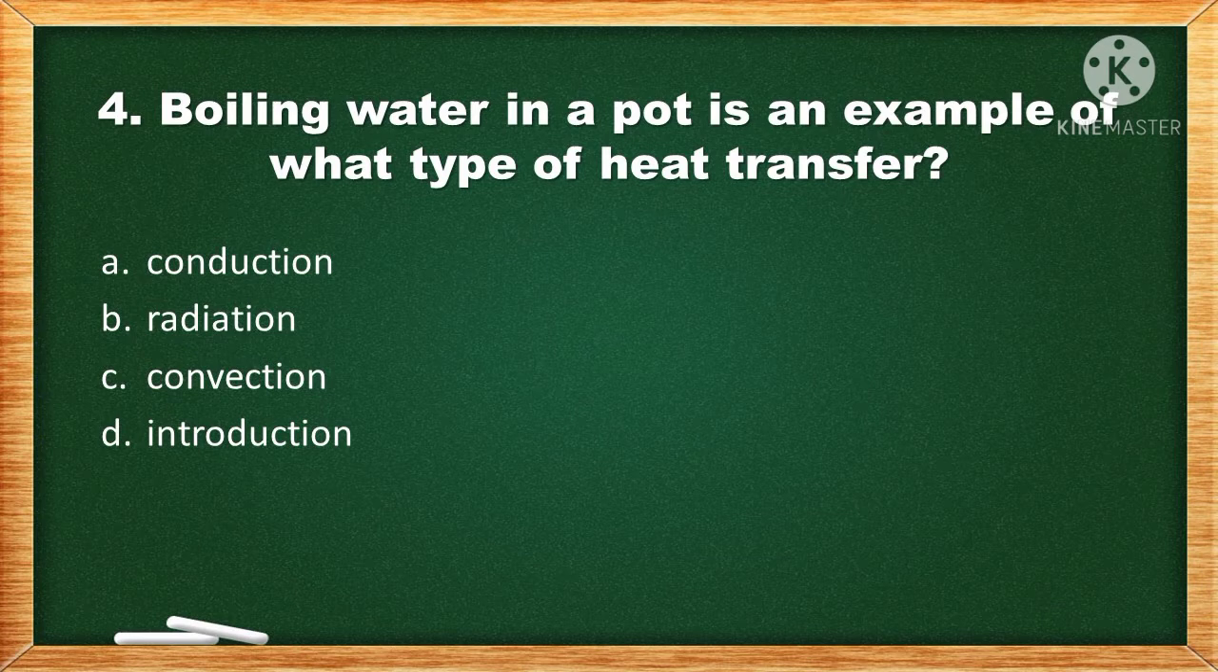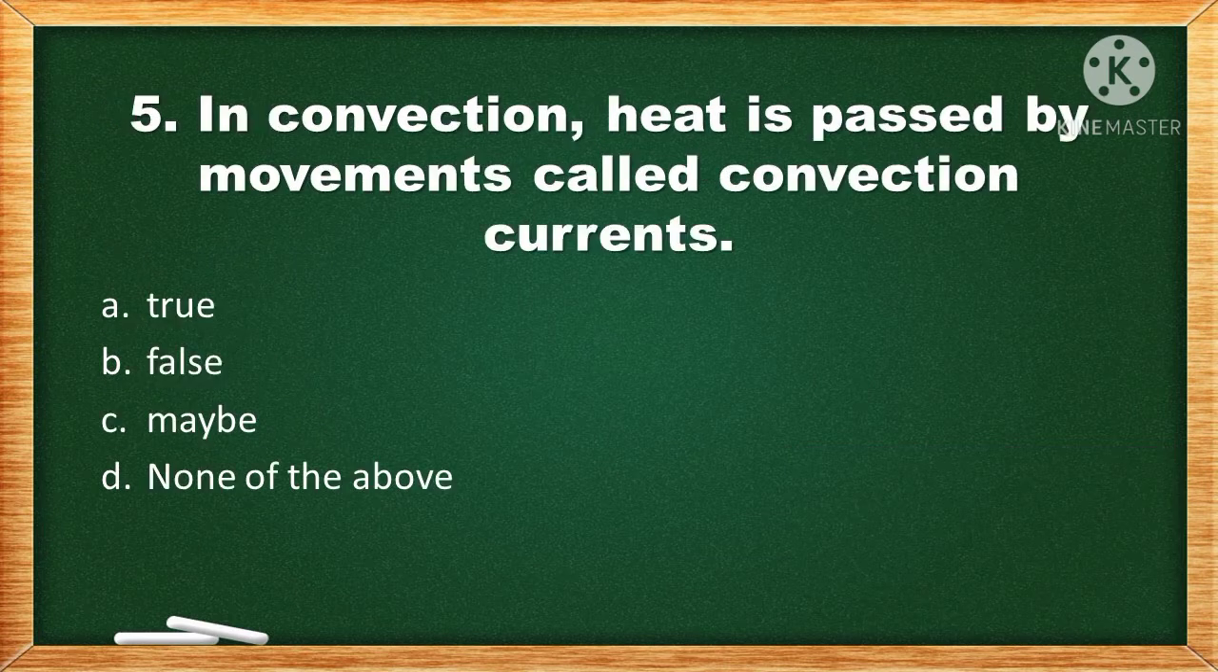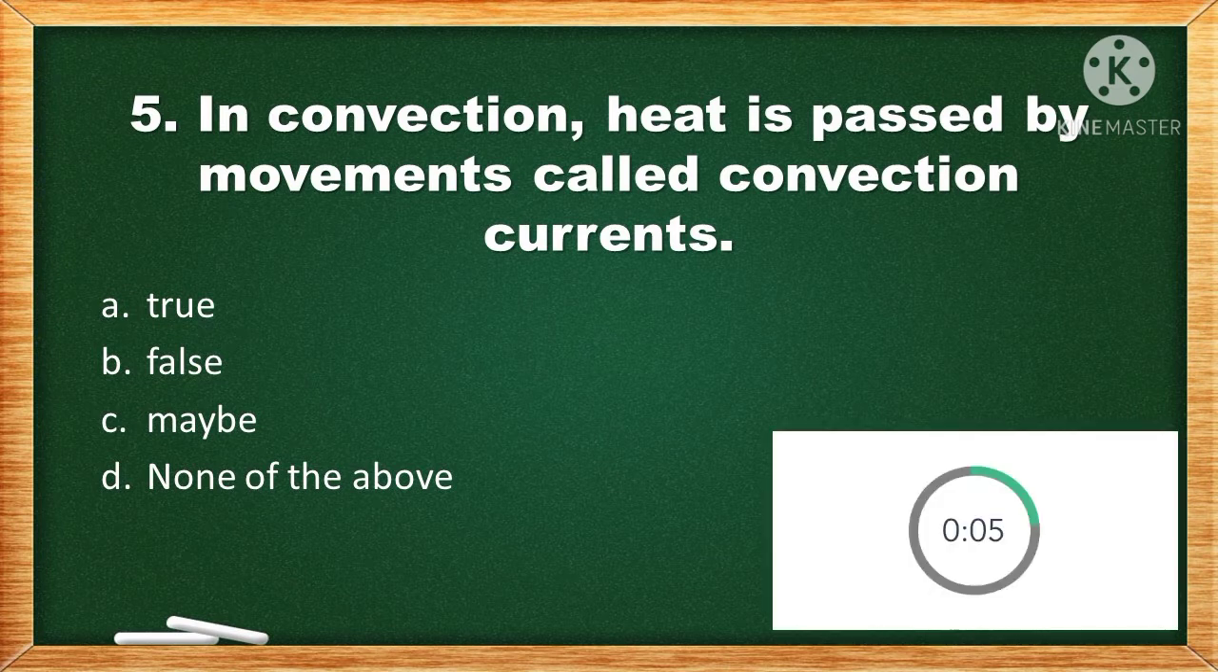Number 4. Boiling water in a pot is an example of what type of heat transfer? A. Conduction. B. Radiation. C. Convection. D. Introduction. Number 5. In convection, heat is passed by movements called convection currents. A. True. B. False. C. Maybe. D. None of the above.